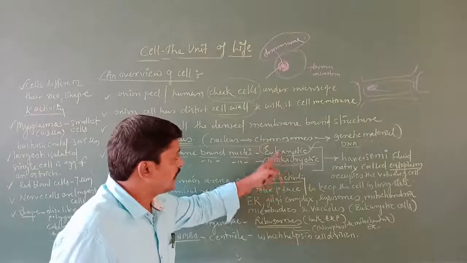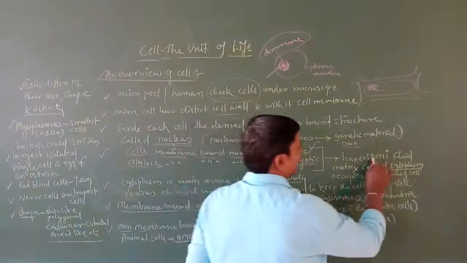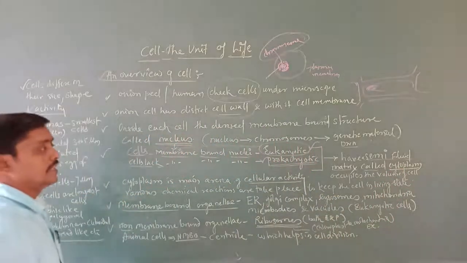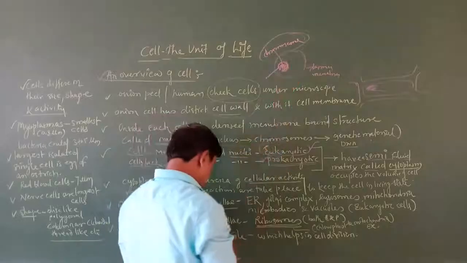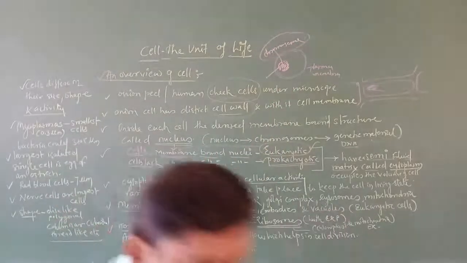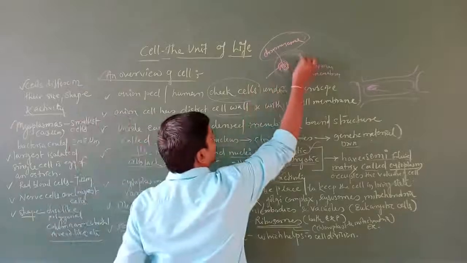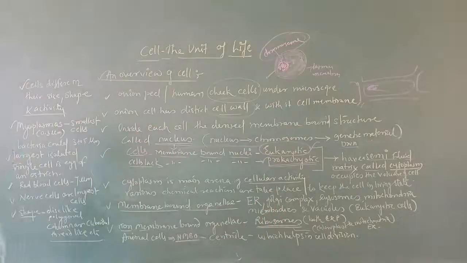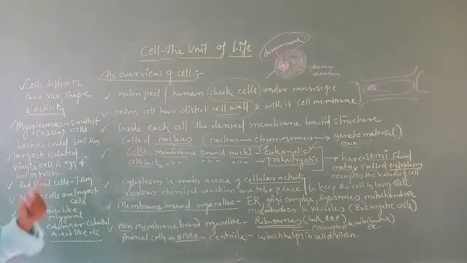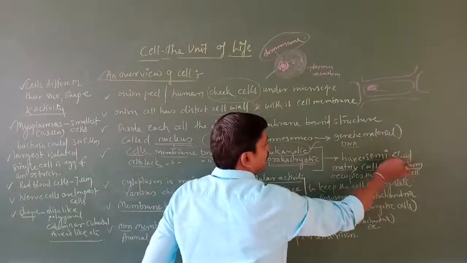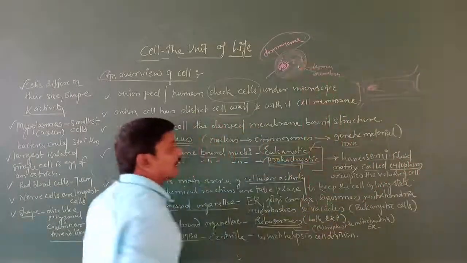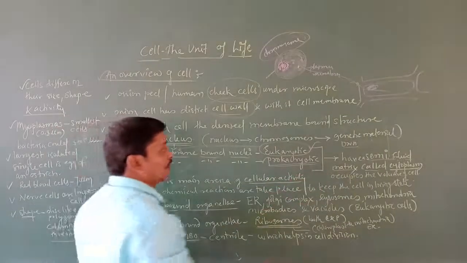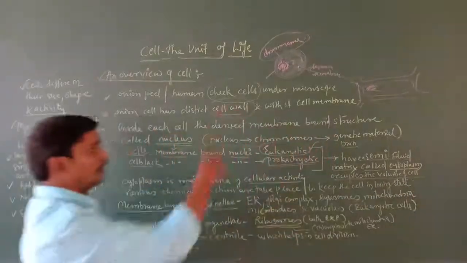Both these eukaryotes and prokaryotes have a semi-fluid matrix called the cytoplasm. In the sense, I will draw here one general cell. This is what we are going to call the complete cytoplasm. Whether it is a eukaryotic cell or a prokaryotic cell, we are going to get a semi-fluid liquid, that is called a matrix. The semi-fluid matrix called the cytoplasm occupies the volume of the cell.